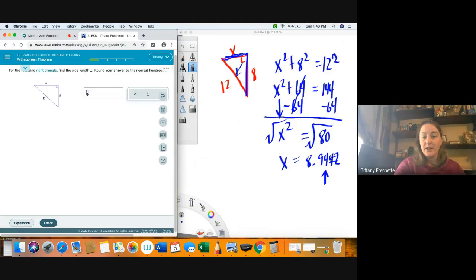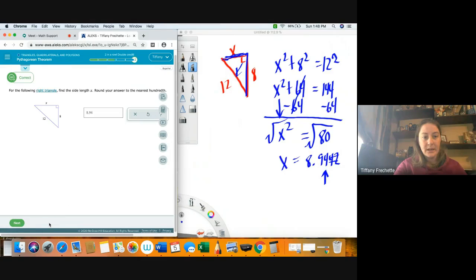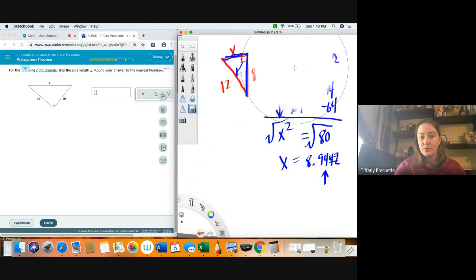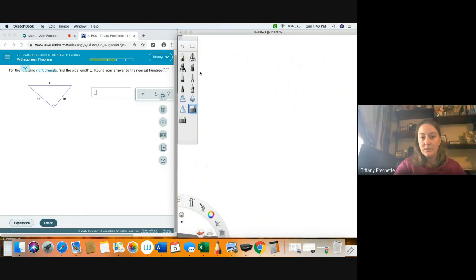So we just typed in 8.94. Check. And there we go. All right, one more of these. Let me erase. Okay, this one is drawn. And I'm not drawing this one very well at all, but we'll pretend like I drew a 90-degree angle here.